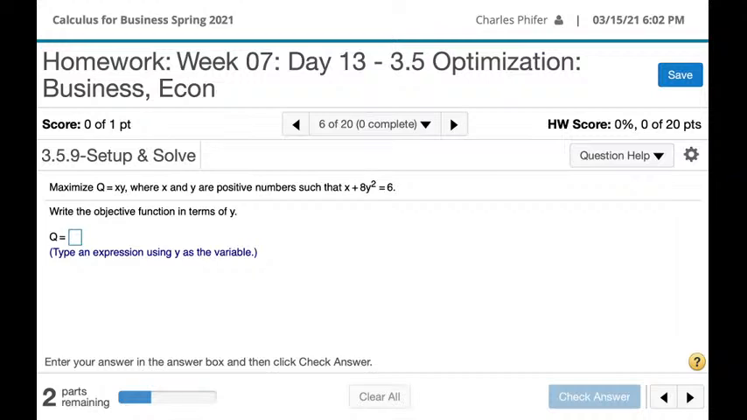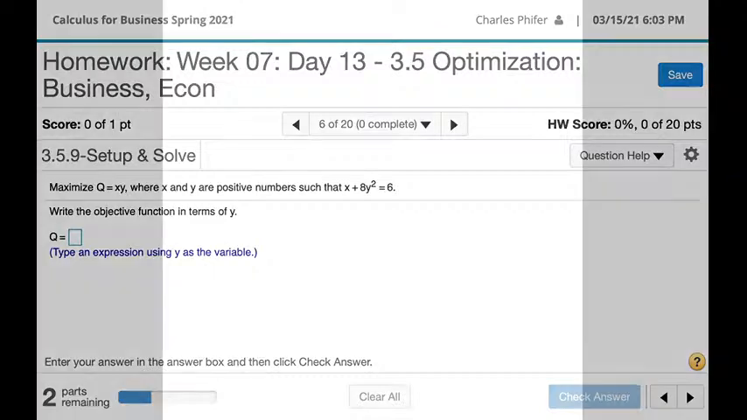All right, this is question number 6 from the homework. It comes from section 3.5, question number 9 from the back of that section. We're asked to maximize the function q equal to x times y, where x and y are strictly greater than 0. We're also given that x plus 8y squared equals 6. Okay, we're going to hop over to the tablet.